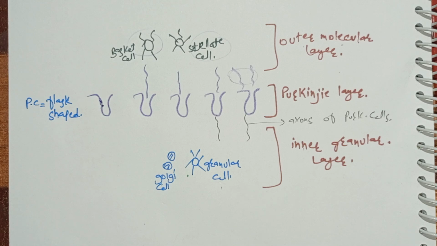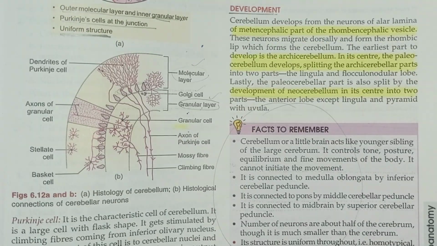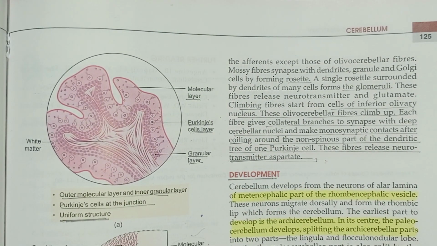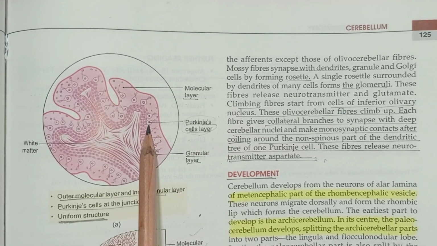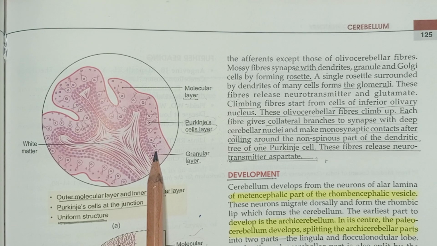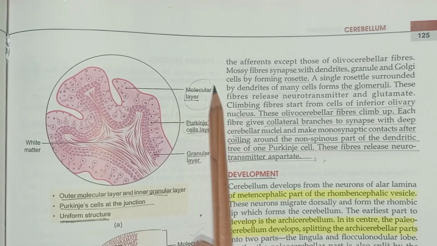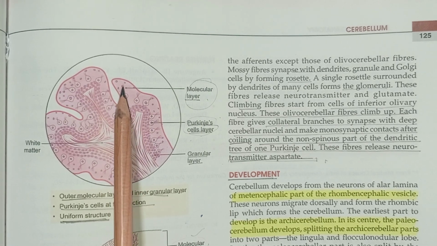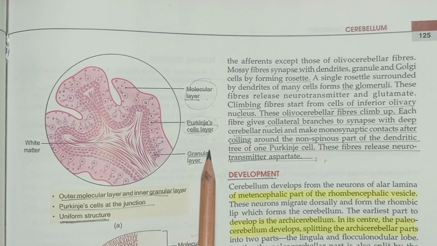This is also the histological diagram of the cerebellum. If we look at figure 6.12 A and B, this is the histological diagram of the cerebellum. What do we see in this diagram? First of all, we see Purkinje cells, the flask-shaped cells in the intermediate Purkinje layer. Outside the Purkinje layer, we have the outer molecular layer with its basket and stellate cells. And inside the Purkinje layer, we have the granular layer.